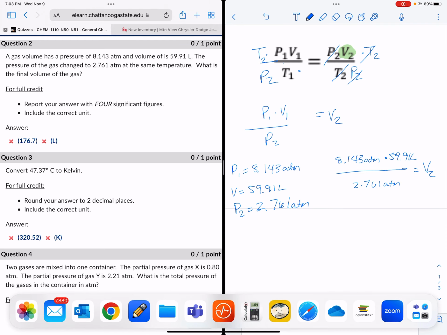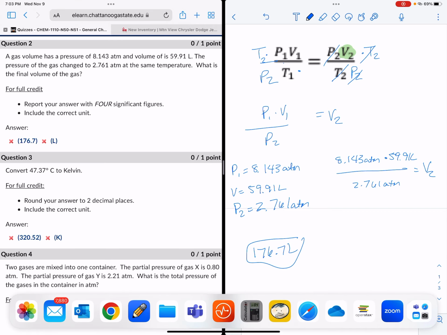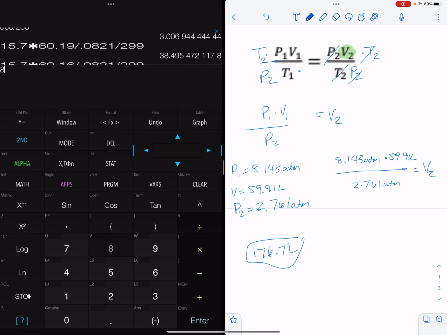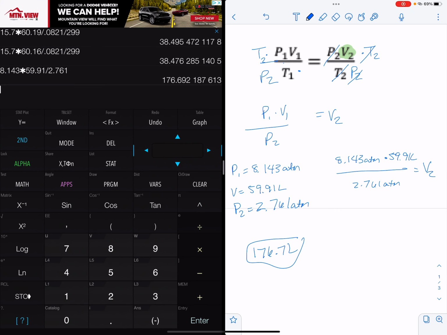So I'm going to bring up my calculator. Note that before I pull up the calculator, my answer should be this number right here. That's what it should be. So let's see if it is. 8.143 times 59.91 divided by 2.761. So that gives me, you'll look, 176.7.